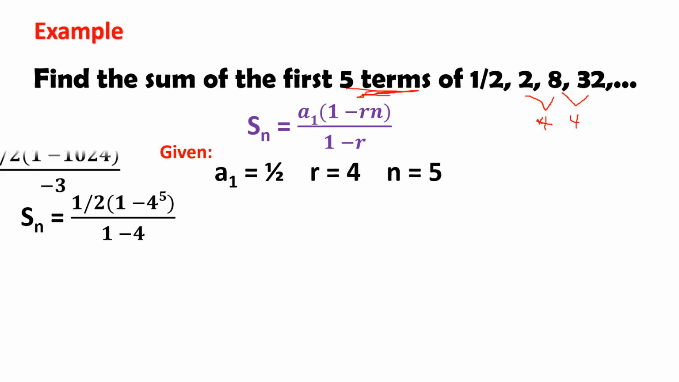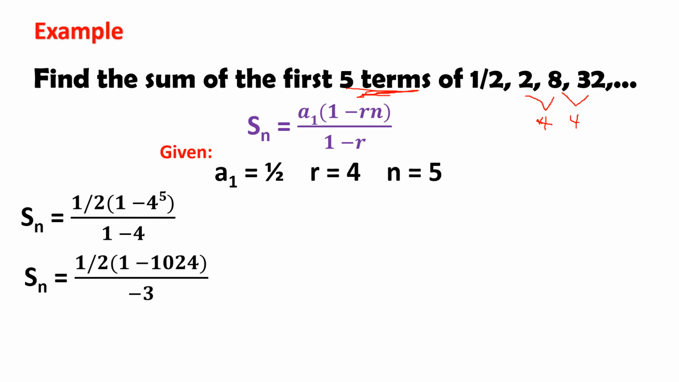So what is 4 to the power 5? 4 to the power 5 is 1024. And 1 minus 4 is equal to negative 3, and 1 minus 1024 is negative 1023. As you have observed here, the negative 1023 can be divided by the negative 3.